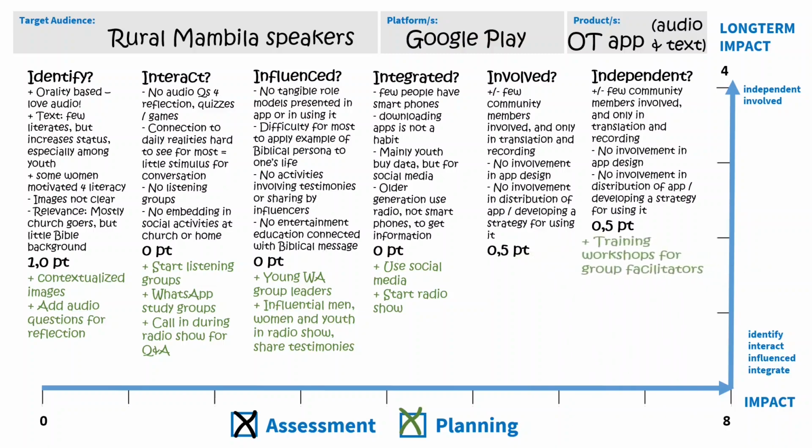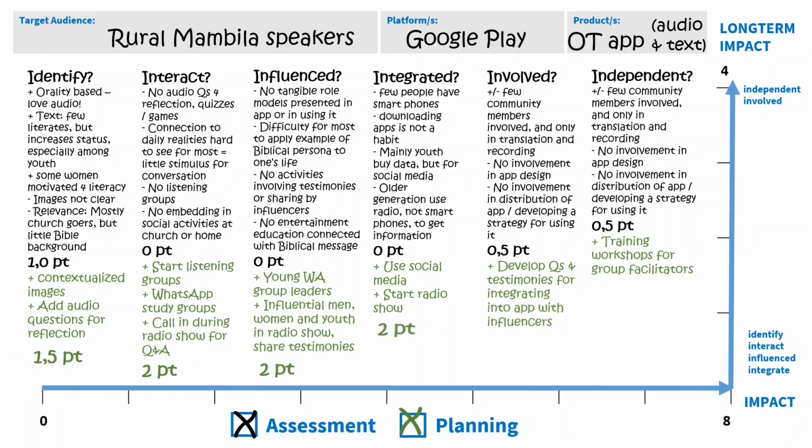The team also decided to hold training workshops for listening group facilitators, and during these workshops they planned to develop and record the questions and testimonies for the new version of the app. As a result, there was more involvement in the development of the product and activity, as well as more independence in using it, even if this was limited by a lack of IT skills among end users. As you can see, thanks to the activities inspired by the Eyes for Impact process, the Mambila Old Testament app now promises 9.5 impact points out of 12 points.